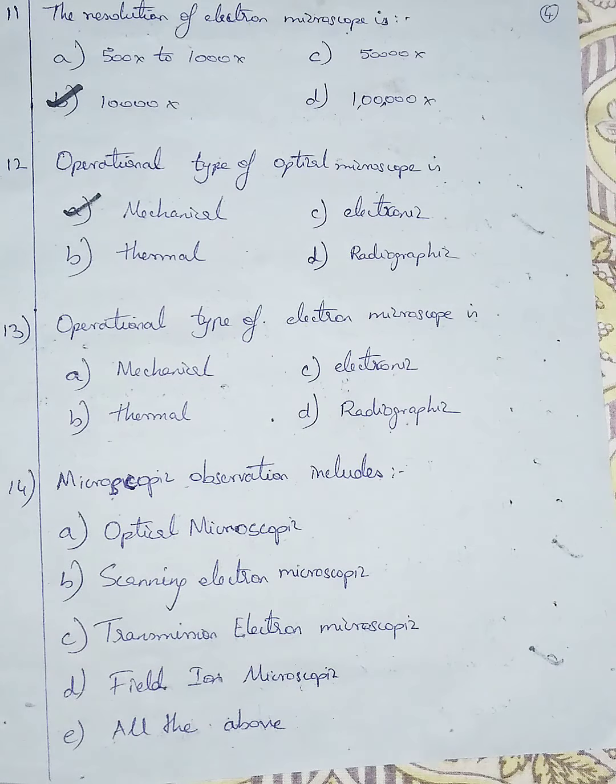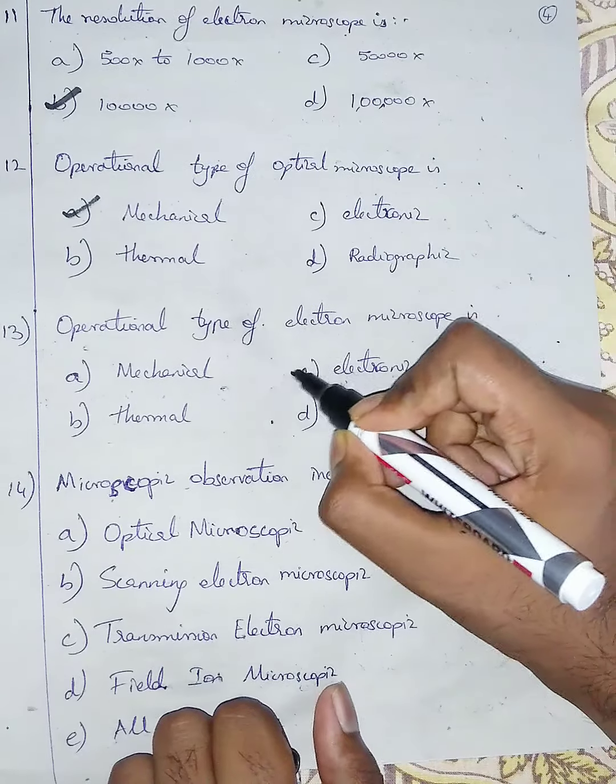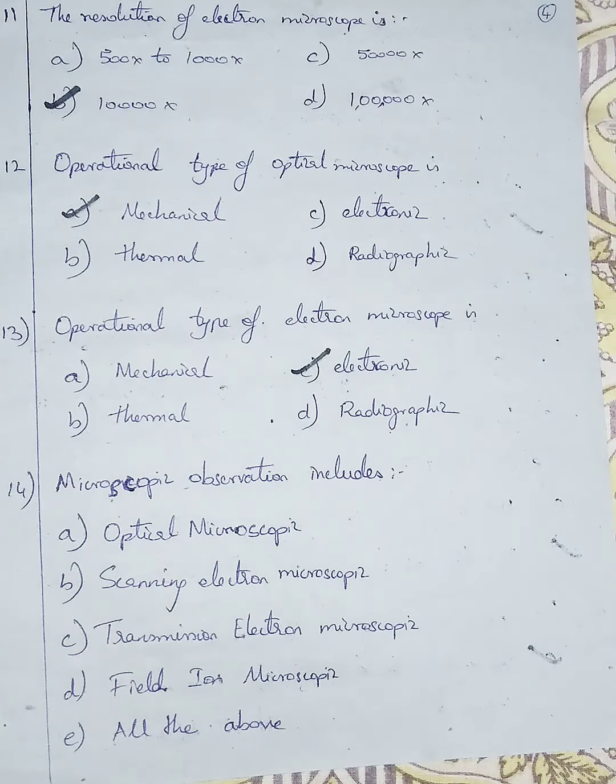Question number 13. Operational type of electron microscope is, for electron microscope, what is the operation type? In the previous case we saw the optical microscope is mechanical. So in electron microscope, option A is given as mechanical, option B as thermal, option C as electronic, and option D as radiographic. In electron microscope, we will be using electronic. The name itself resembles electronic microscope. So I'm going with option C, electronic.